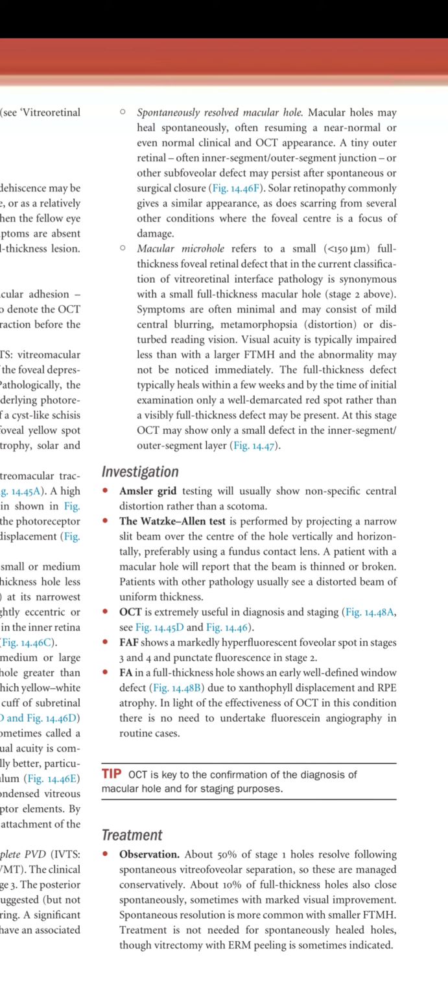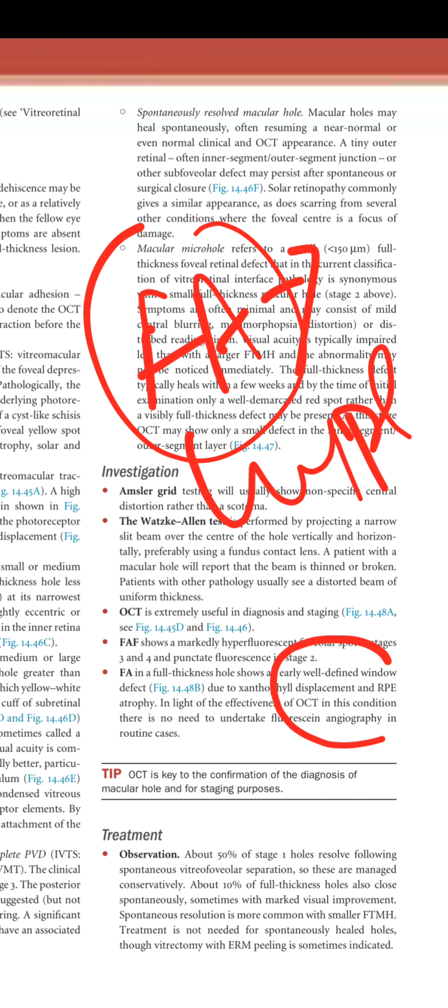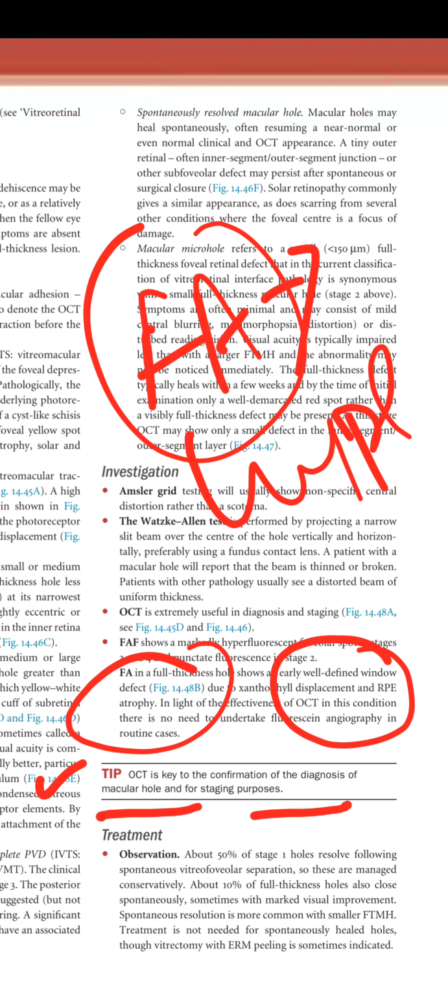FAF shows a markedly hyperfluorescent foveolar spot in stages 3 and 4 and punctate fluorescence in stage 2. FA in a full thickness hole shows a very well defined window defect due to xanthophyll displacement and RPE atrophy. So in the case of FA, it will be a window defect and the area will become hyperfluorescent. In the light of effectiveness of OCT in this condition, there is no need to undertake fluorescein angiography in routine cases. OCT is key to the confirmation of the diagnosis of macular hole and staging purposes.